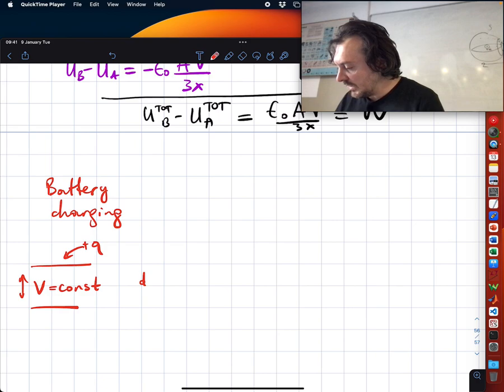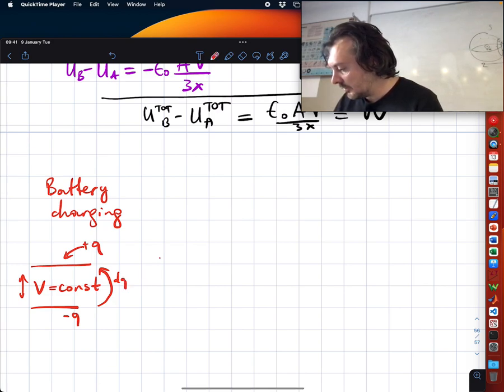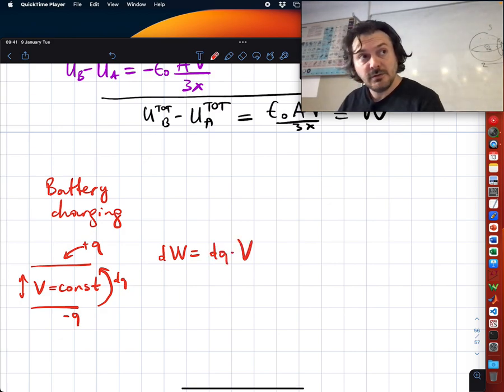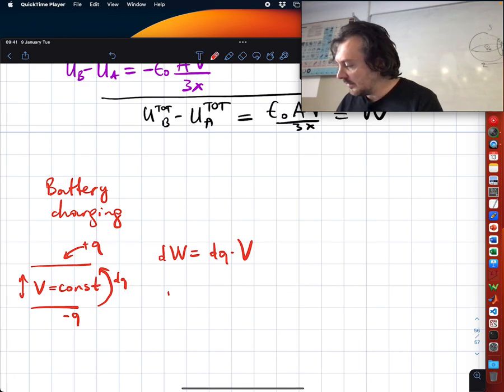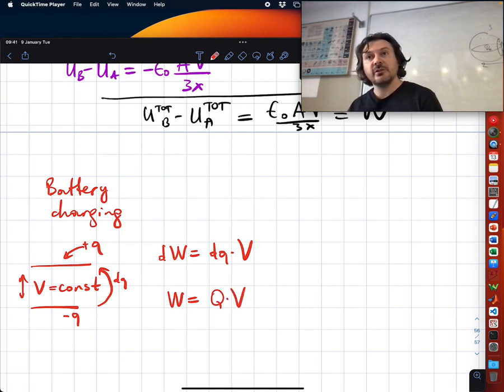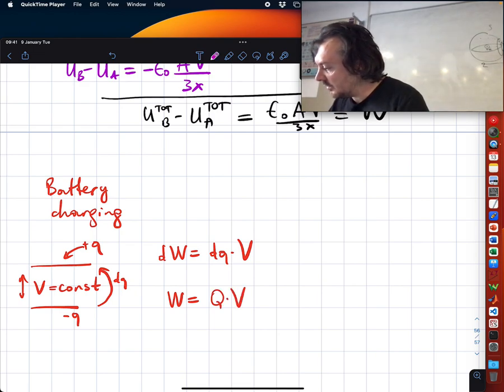So this is minus q, and to take dq from here and put it there, you need a work of dq times v, which is constant, right? And W in total is big Q times v. This is battery charging.